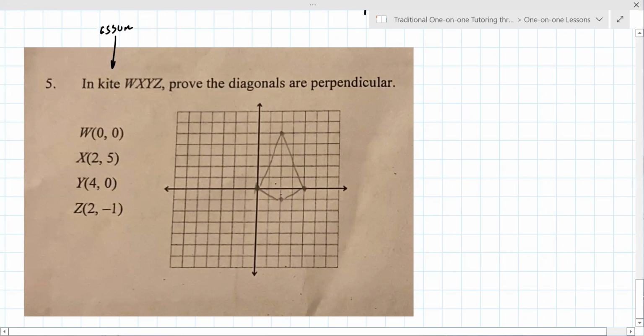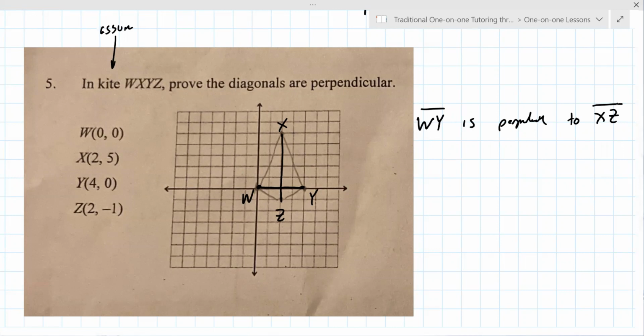But what I think they're trying to get you to do here is show that this line I've just drawn, which is W to Y, is perpendicular to the other one, ZX. You have to prove that they're perpendicular because those are the diagonals. Okay, so we need the slope of WY.